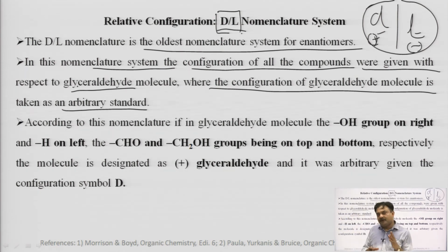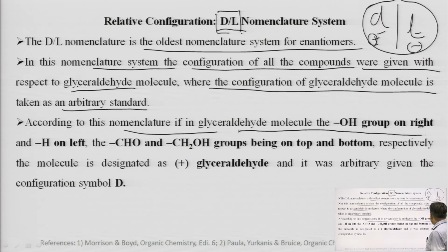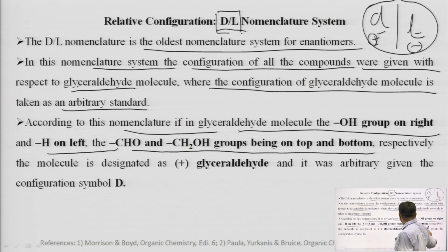The arrangement of that particular molecule will be related to the arrangement in glyceraldehyde. Again, glyceraldehyde is the lowest possible molecule which remains in two different forms, D glyceraldehyde or L glyceraldehyde. I will tell you one by one. According to this nomenclature, if in the glyceraldehyde molecule the OH group is on the right side and H on the left, the CHO and CH2OH groups are at the top and bottom.